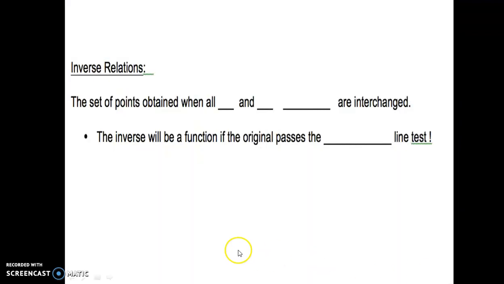First of all, let's grab the page you were given in class. You're going to add some notes to this. We're going to define inverse relations to begin. Inverse relations are the set of points obtained when all x and y values are interchanged. Remember, this is the key to all work that we're going to do with inverse functions.